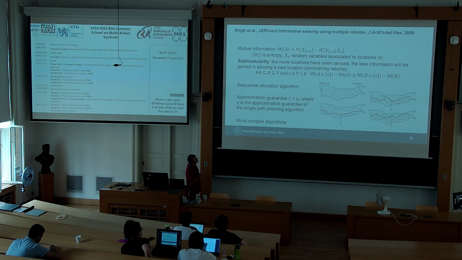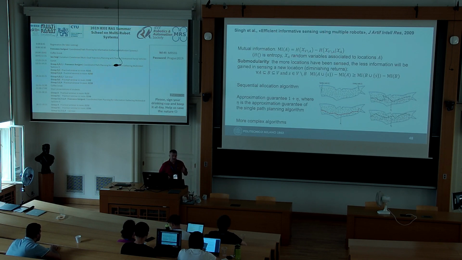So in this case, H is the entropy function, and then these are the random variables that are associated to the measurement in location V minus A, in location V minus and in location A. So basically this difference is how much you can gain if you make some measurement in A. Okay, how much information you expect to get given your model of the phenomena if you are making some measurement in location A.